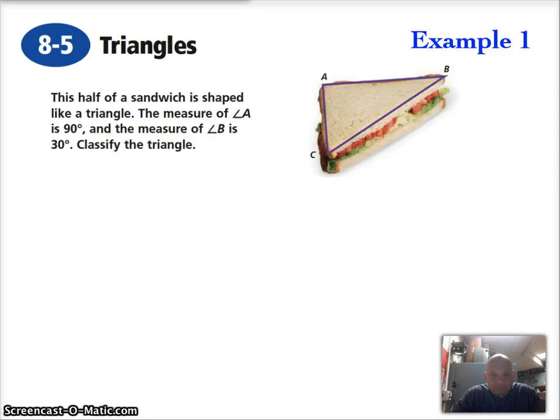First example, this is a half sandwich. It's shaped like a triangle. Measure of angle A is 90 degrees. So I'm going to put this mark here. And the measure of angle B is 30 degrees. Classify the triangle. Well, with this angle right here in and of itself, this 90 degree angle, it becomes a right triangle.